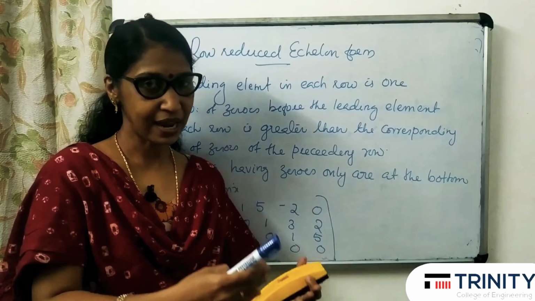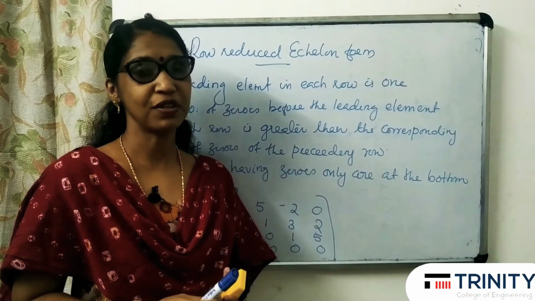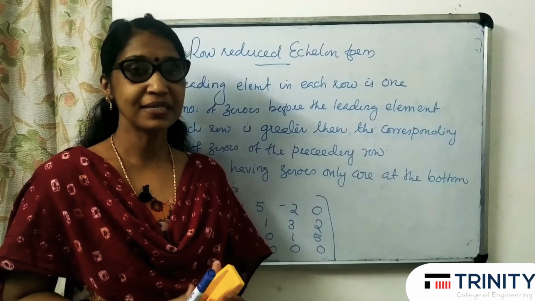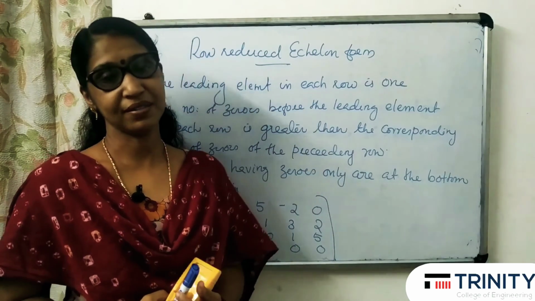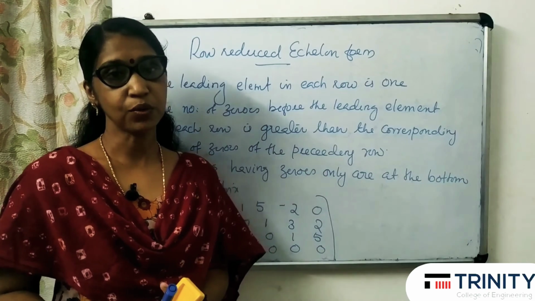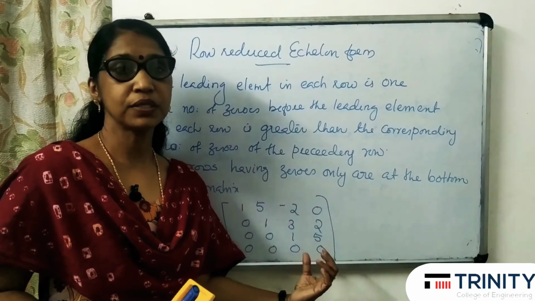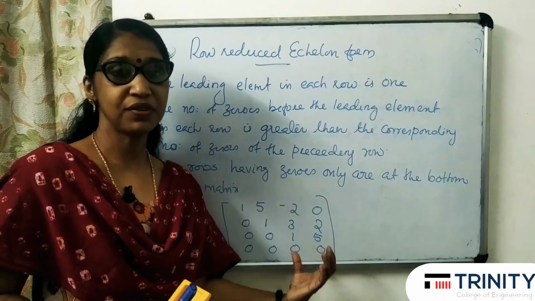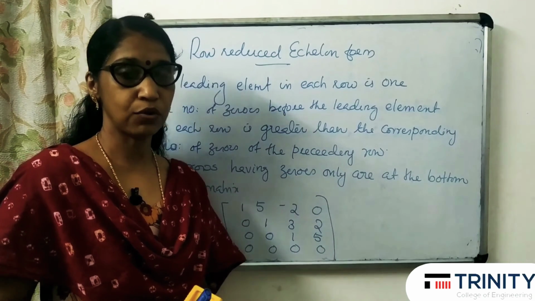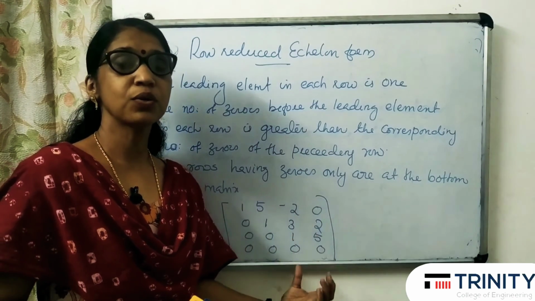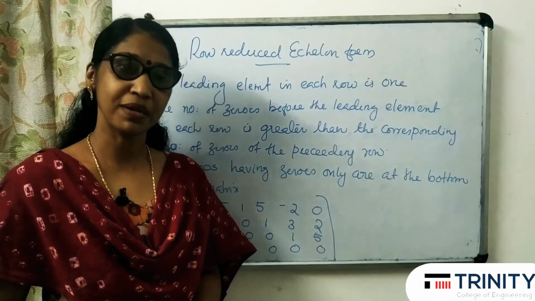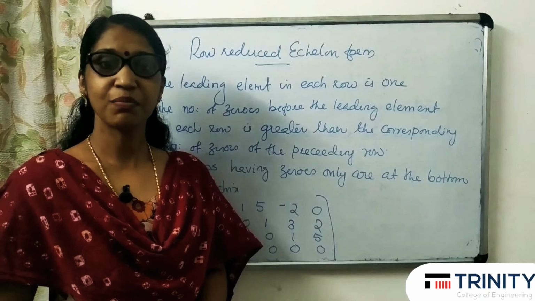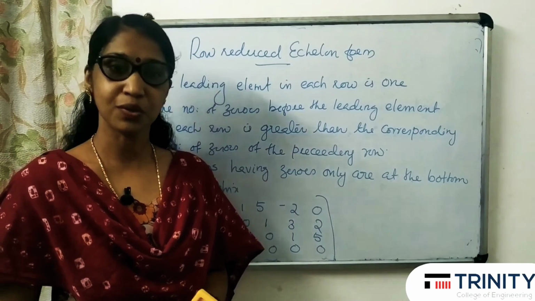So I am giving the definition of the rank of the matrix. The rank of the matrix is the number of non-zero rows in this equivalent matrix. After the elementary transformations we get a matrix in row reduced echelon form. The number of non-zero rows in the row reduced echelon form is the rank of the matrix. So the rank of the matrix is the number of non-zero rows.